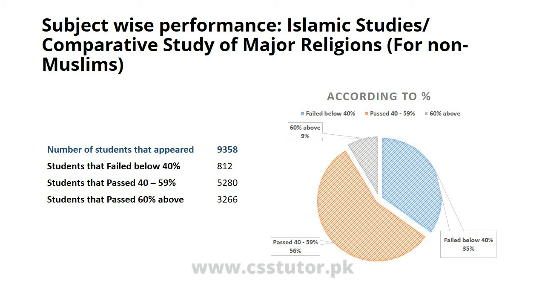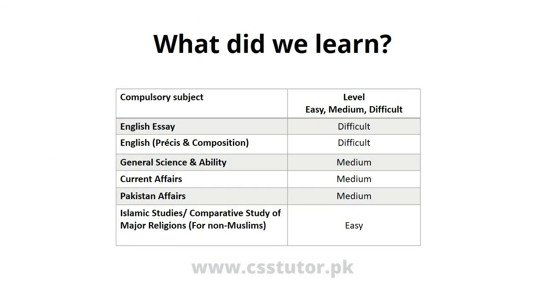In conclusion, from the data presented previously, we learned that the easiest subject in the compulsory exam is that of Islamic Studies. The General Science and Ability, Current Affairs, and Pakistan Affairs difficulty level is medium, while the English essay and English Précis and Composition exams are the most difficult when it comes to the compulsory subjects of the CSS exam.